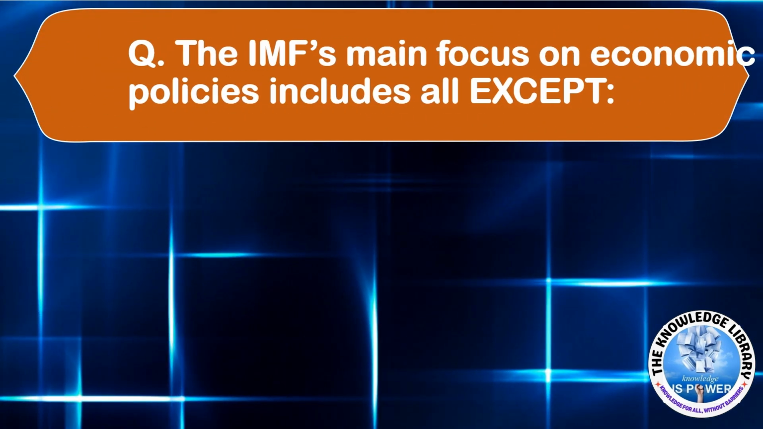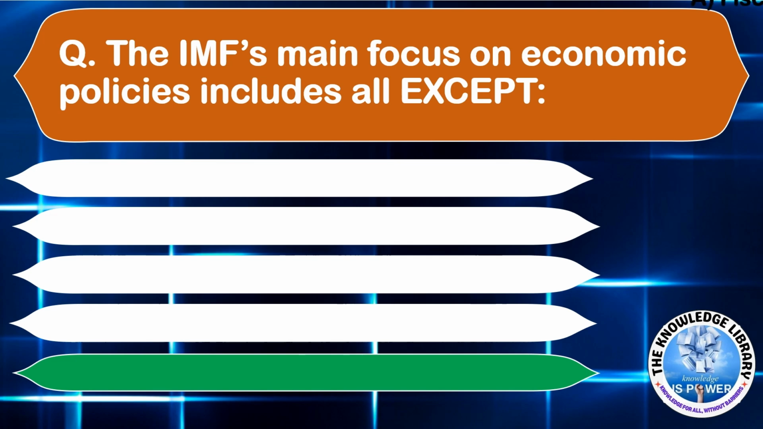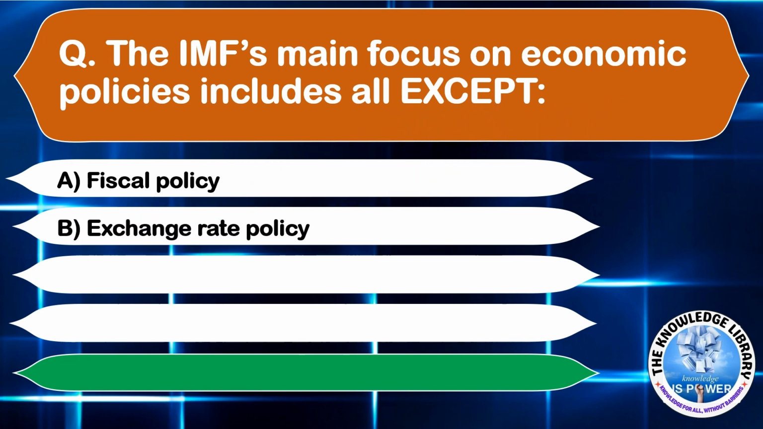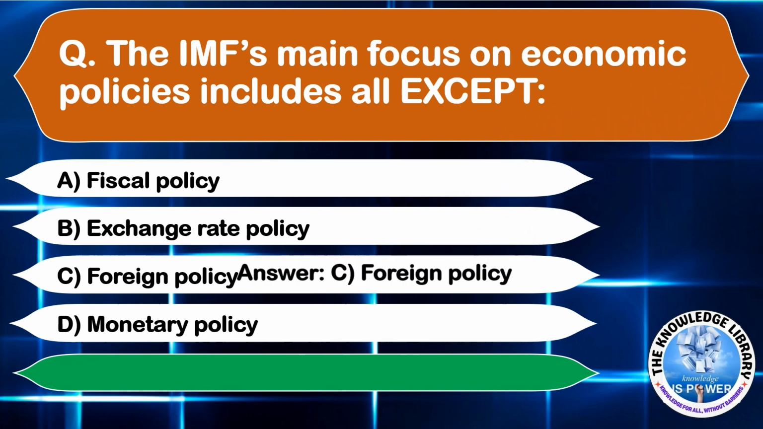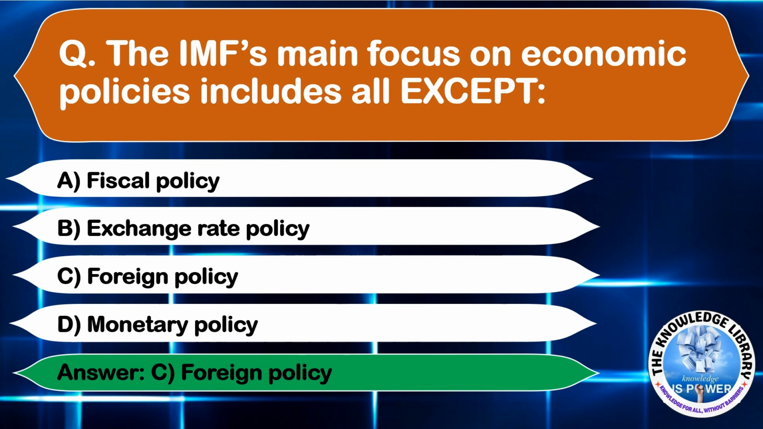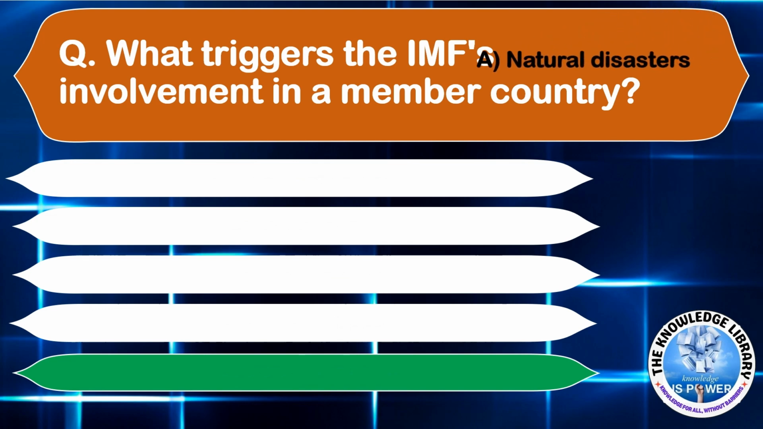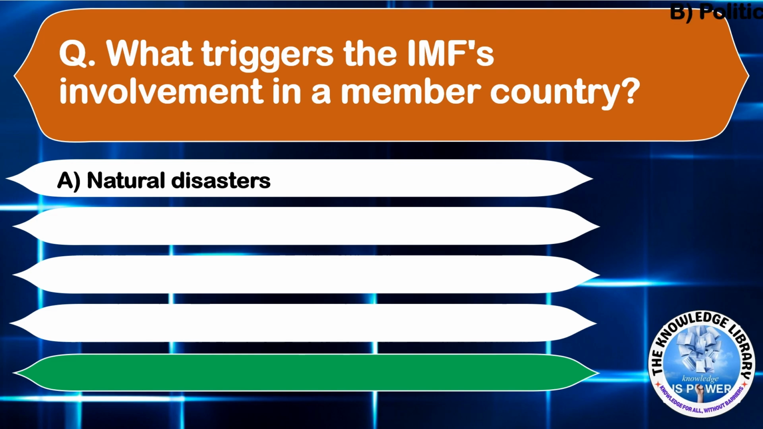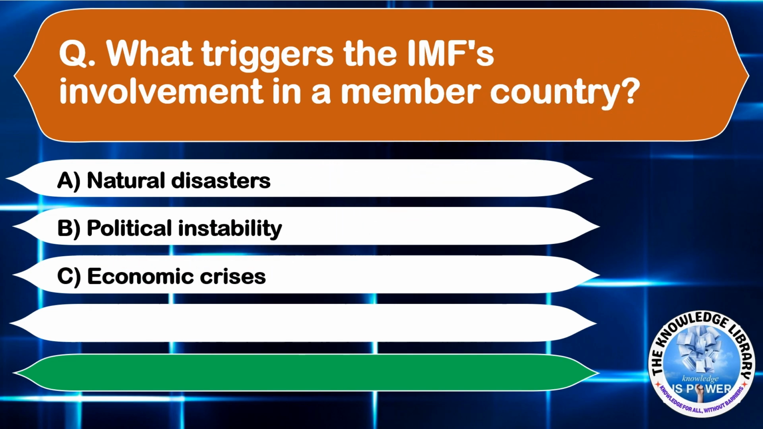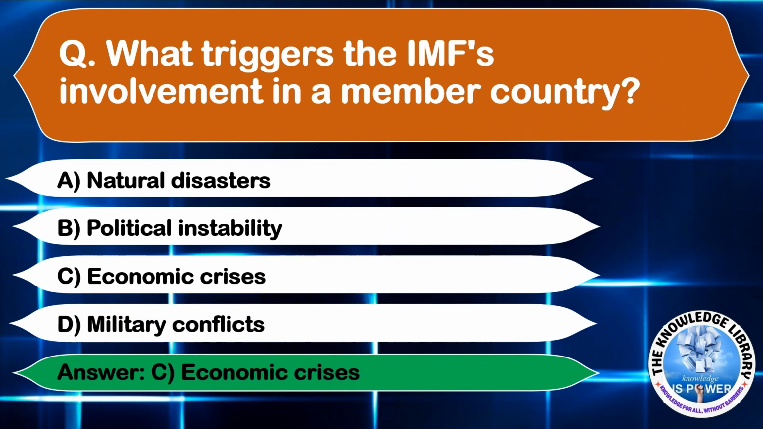Next question is, the IMF's main focus on economic policies includes all except option A, fiscal policy. Option B, exchange rate policy. Option C, foreign policy. Option D, monetary policy. Answer is option C, foreign policy. Next question is, what triggers the IMF's involvement in a member country? Option A, natural disasters. Option B, political instability. Option C, economic crisis. Option D, military conflicts. Answer is option C, economic crisis.